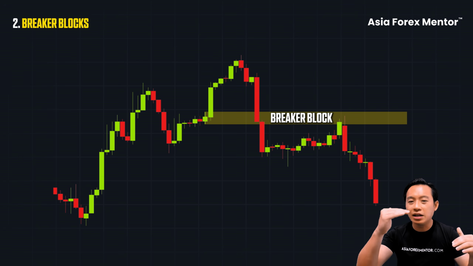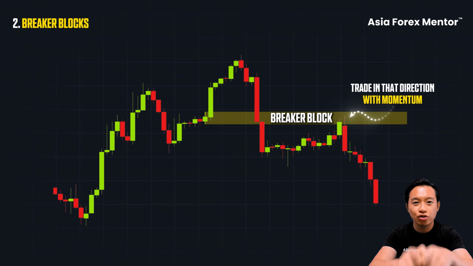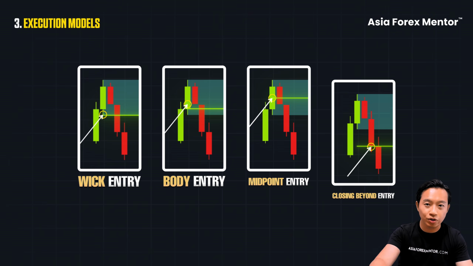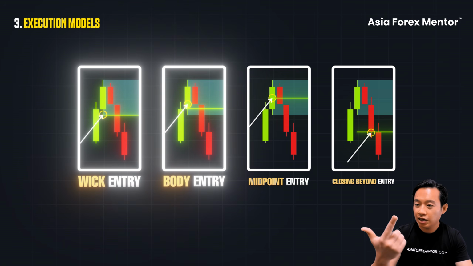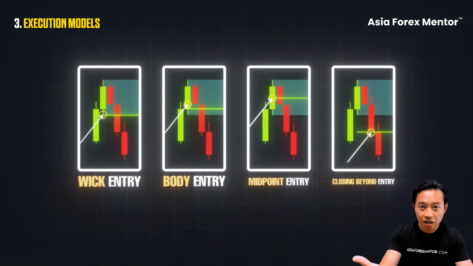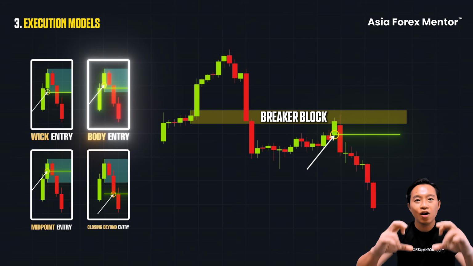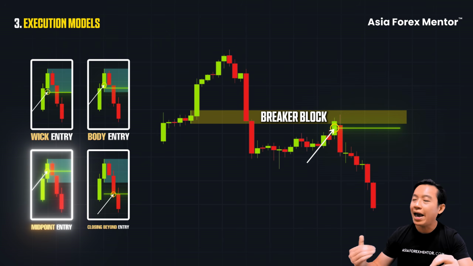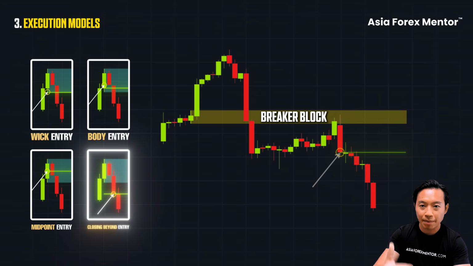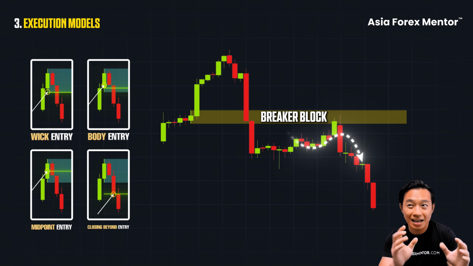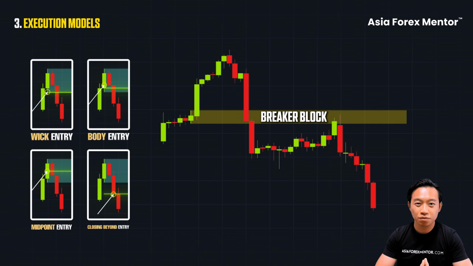This will give you the market's new direction and allow you to trade in that direction with momentum. Obviously, with all the confirmation ways of entering, I taught you about the four execution models: the wick, the body, the midpoint, and the closing beyond. When you couple all of them together, you now have a strong way of using order blocks to enter in line with smart money and trade in the direction they are pushing towards.